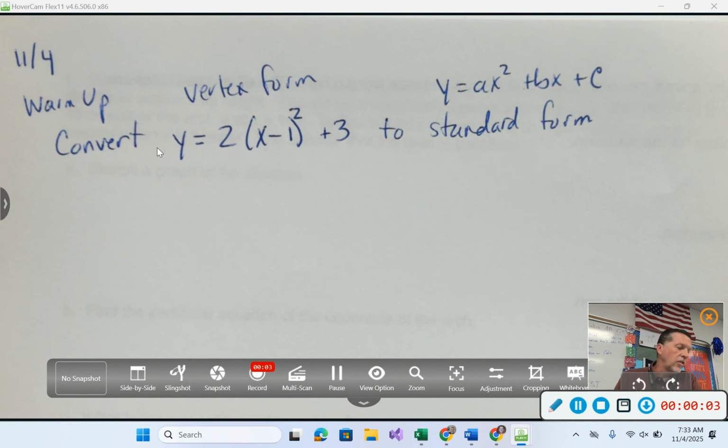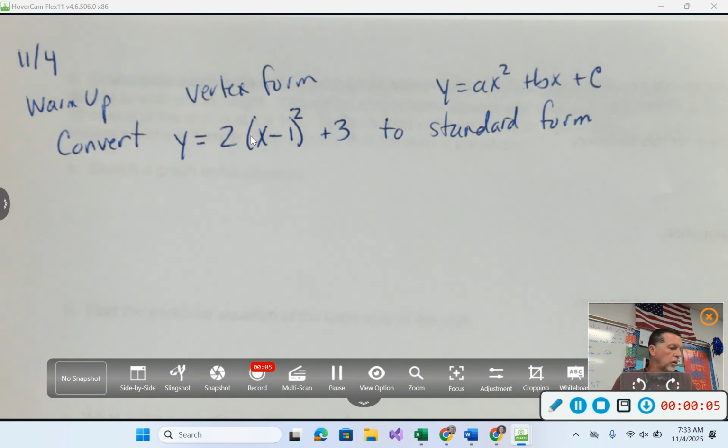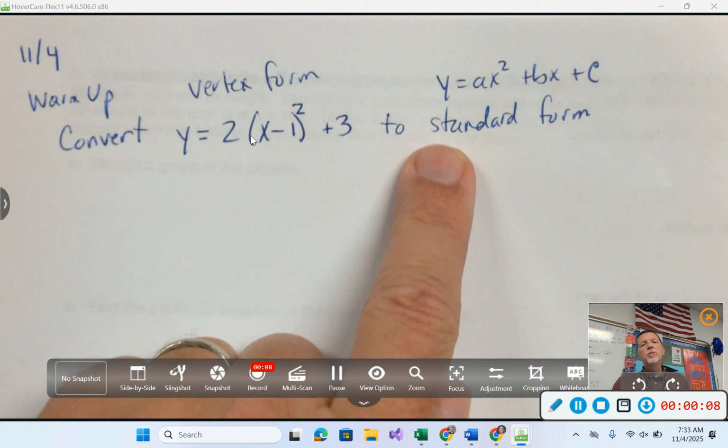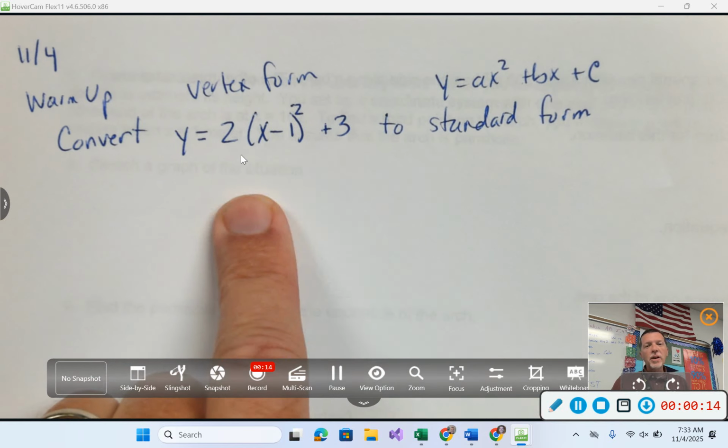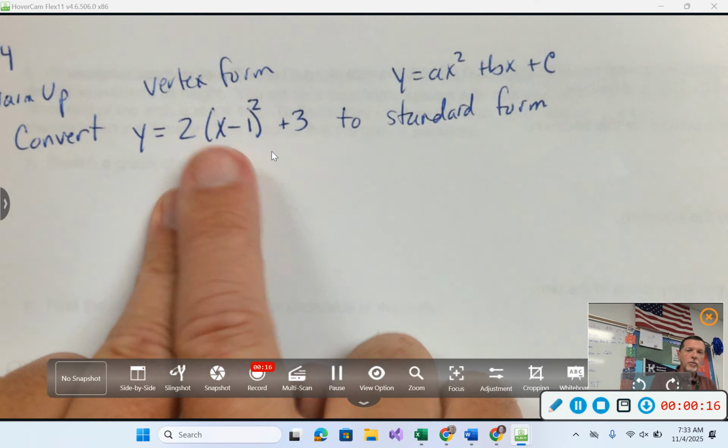So again, just for video purposes, to start with, we're going to convert vertex form to standard form. We like vertex form, easy to read the vertex. We don't really like standard form, but it's a good algebra thing to go from one to the other.